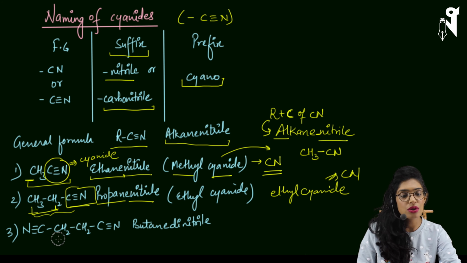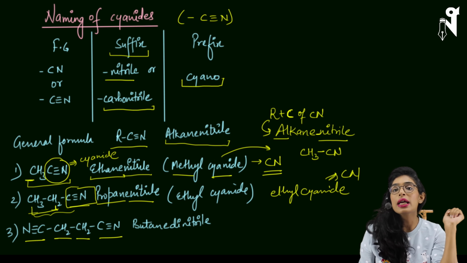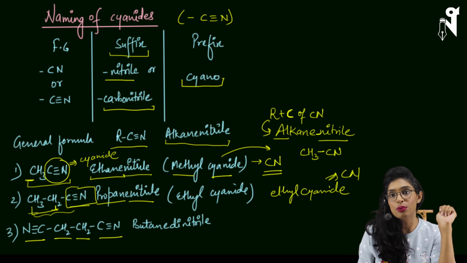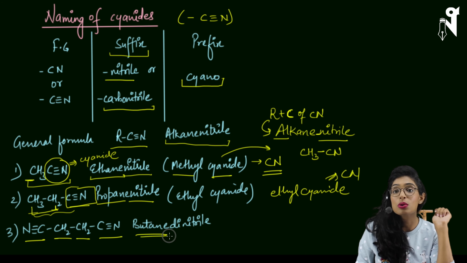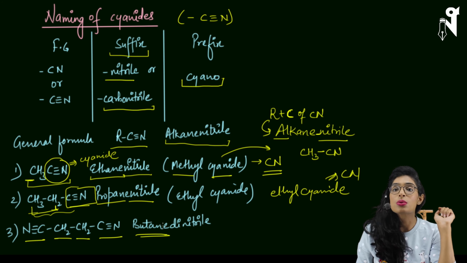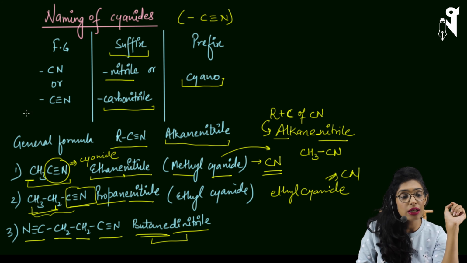Another compound we have is N triple bond C, CH2, CH2, C triple bond N. So basically we have 2 nitrile groups, and then a carbon chain in between. We will again be counting the total number of carbons for the alkane, including the carbons of C triple bond N. So the total carbons we have are 4. The name is going to be butane, and because the nitrile group is twice, we will mention dinitrile instead of nitrile. Now here you have to understand one thing: when I say butane dinitrile, this nitrile group is a chain initiating group, or terminating group.